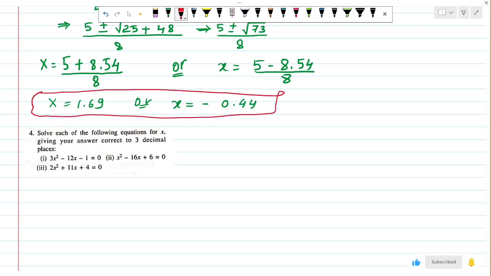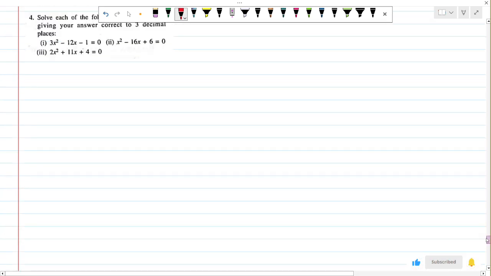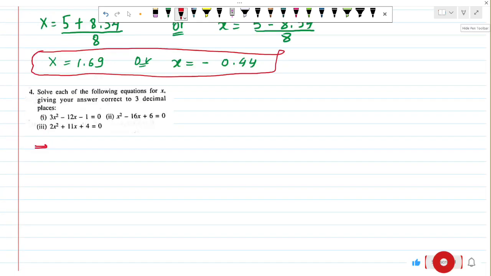I hope the third question is clear for everyone. We will move to the fourth question here. This fourth question we will see in the next part, that is 5C part B.